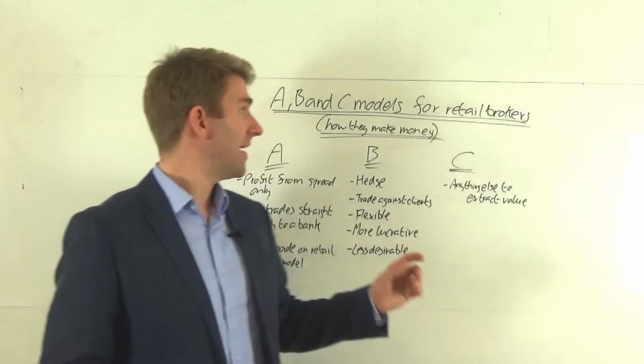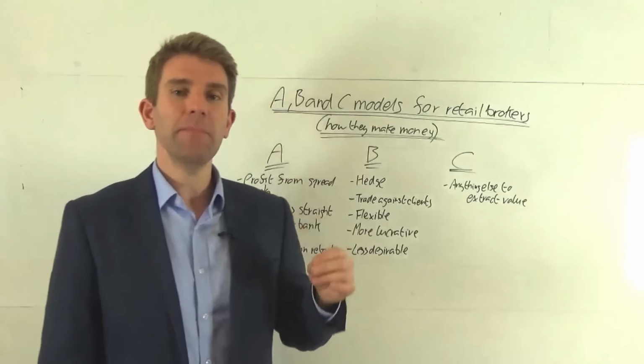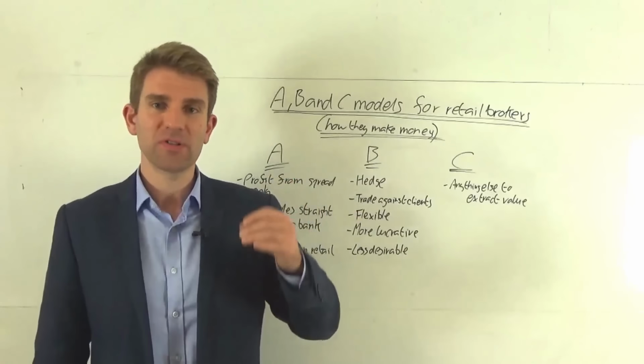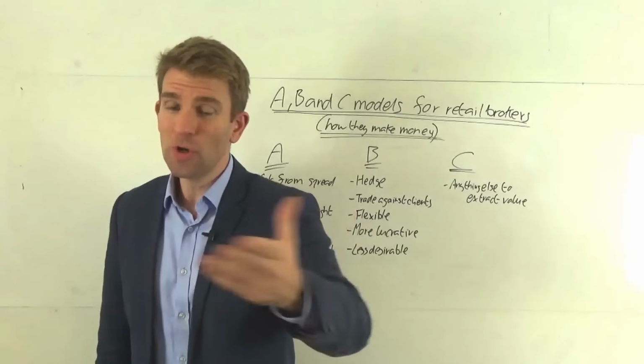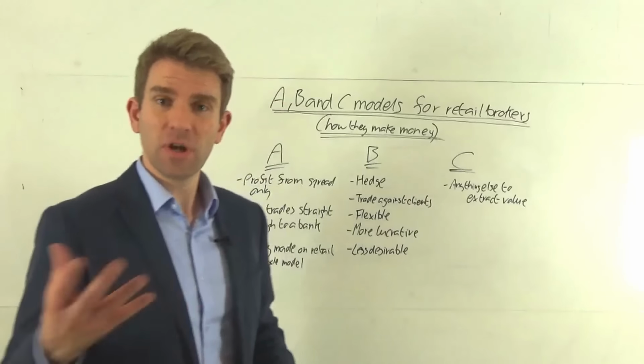So you may have heard of A, B and C models for retail brokers, but how do they make money and what is each model actually about? What is the commercial decision that comes behind it and how does it affect you as a retail trader and how does it affect them on the other side of the deal? So let's look at A model first.